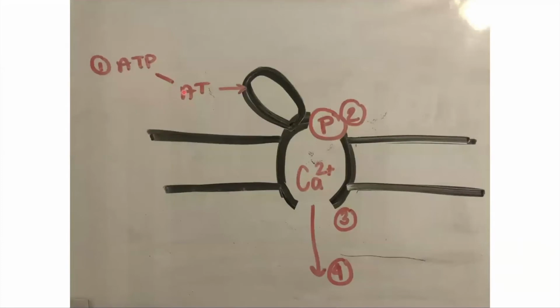Then when another ATP is added, this kind of opens up at the bottom. It changes the conformation of the protein, basically. It causes this gap to be filled in, and then a gap over here to open, pushing the calcium outside of the cell against its gradient.